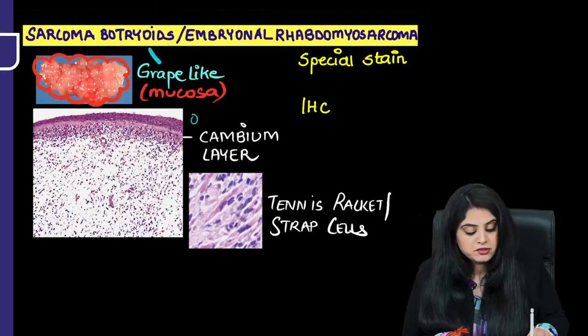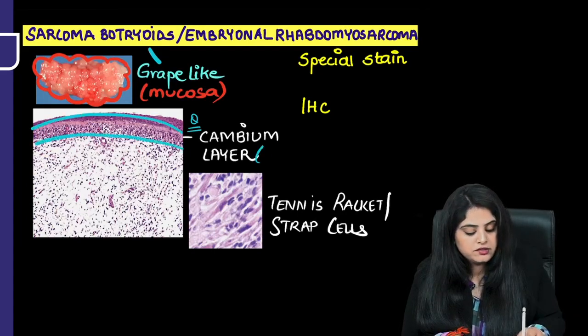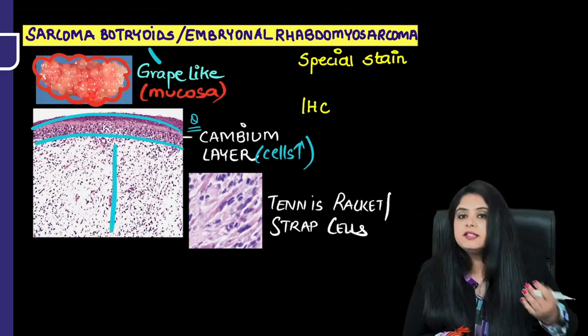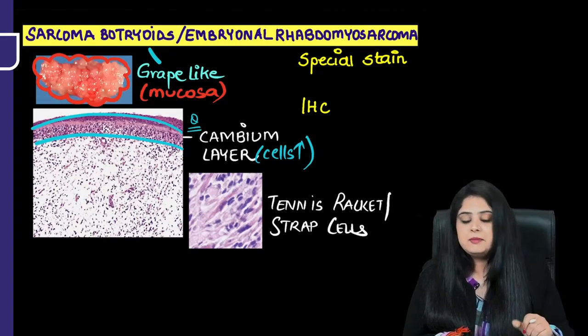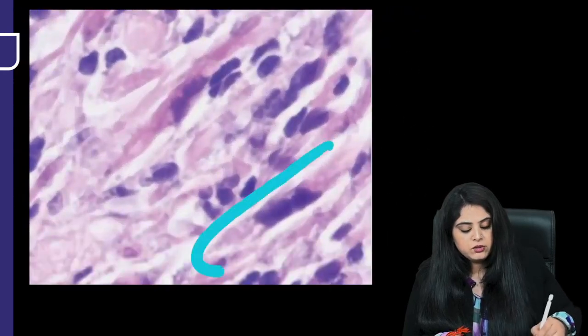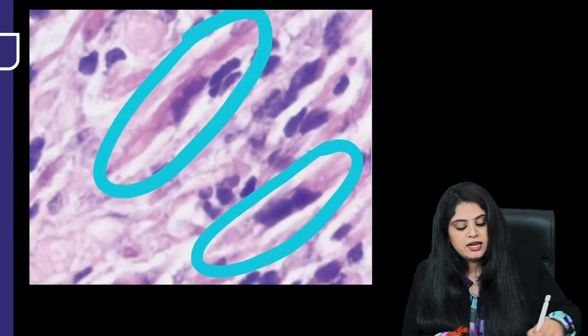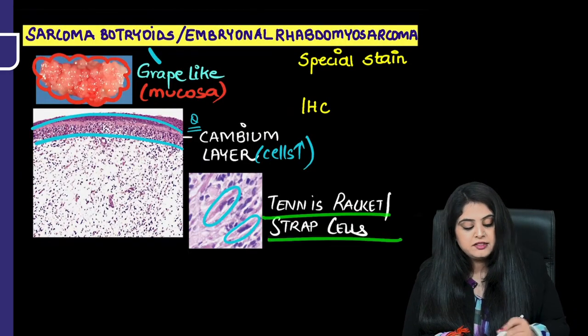And the most famous question, what does it show you? It shows you a cambium layer. Cambium layer is something which has lots and lots of cells, and below that you can see there are no cells. So all the cells are accumulated in a layer known as a cambium layer. How are the cells going to look like? If you zoom in, you will realize the cells are looking like a racket. So you call it a tennis racket or a strap cell.